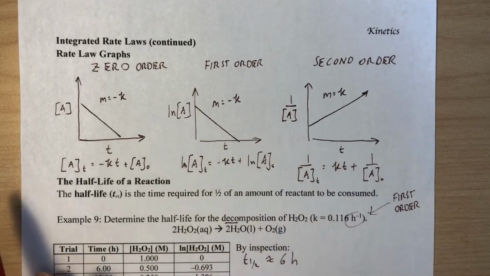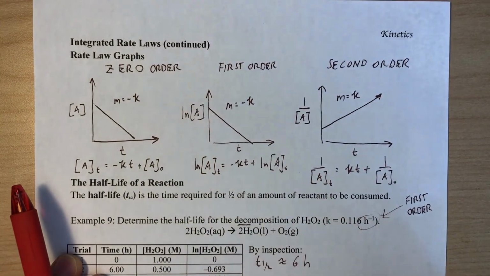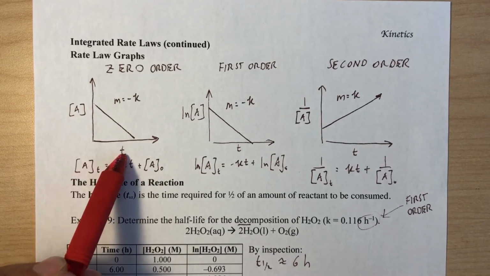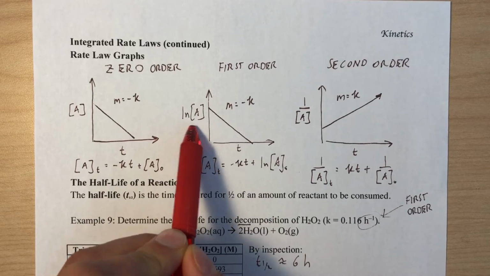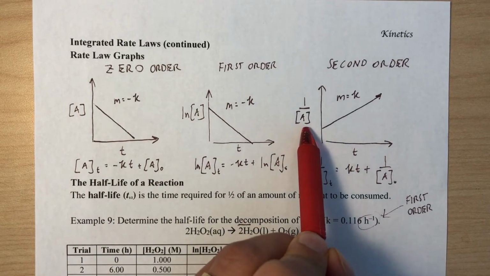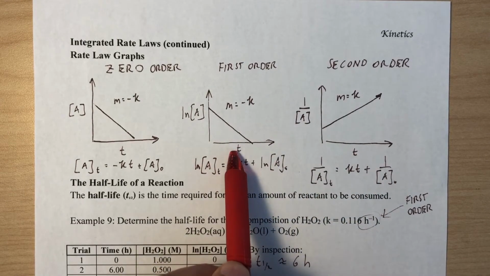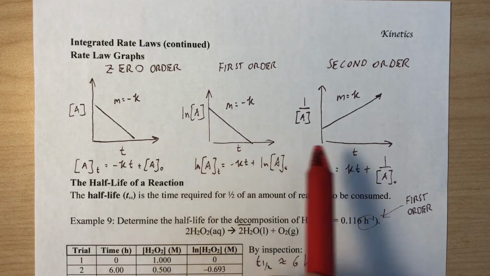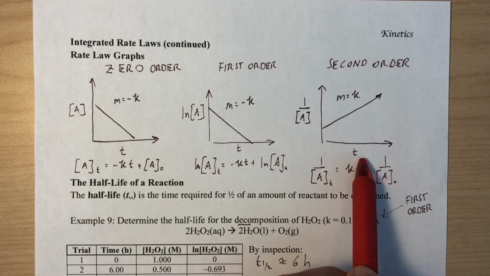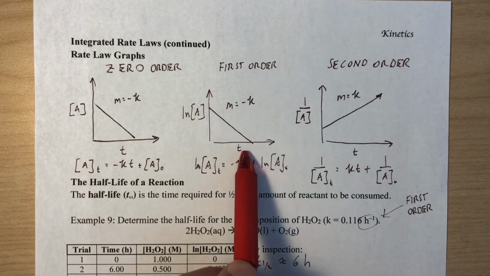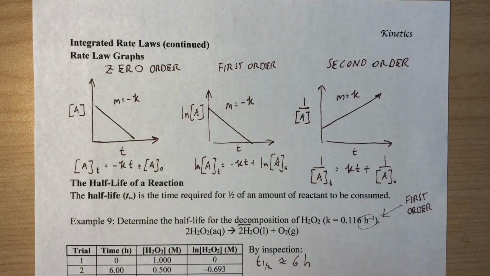So if you were just given a set of data, you can plot it 3 different ways: the concentration of your component versus time, the natural log of your concentration versus time, and 1 over your concentration versus time. If you get a linear line for the natural log, you have a first order reaction. If you get a linear line for 1 over A, you have a second order reaction. And if you get a linear line for A over time, you get a zero order reaction. You will only get a linear line for one of these 3 scenarios, and that will tell you what the order of the reaction is.